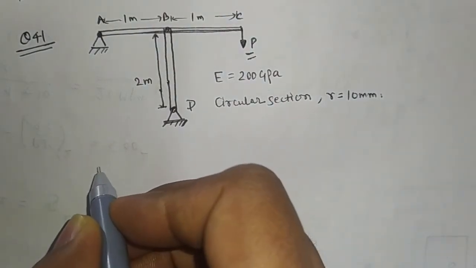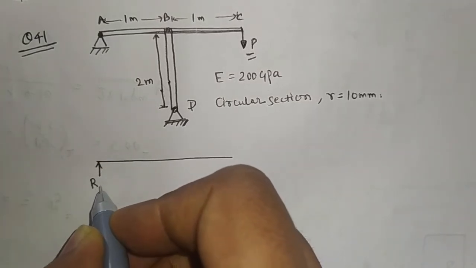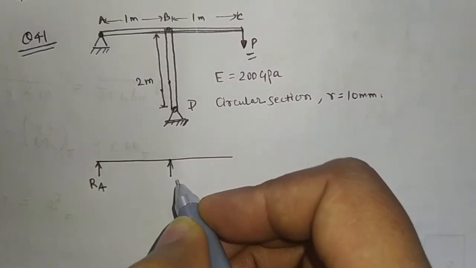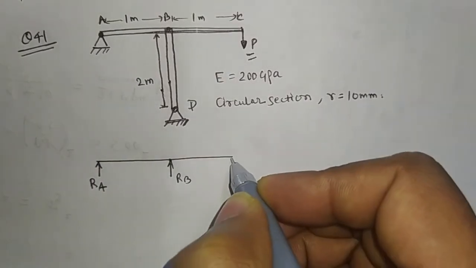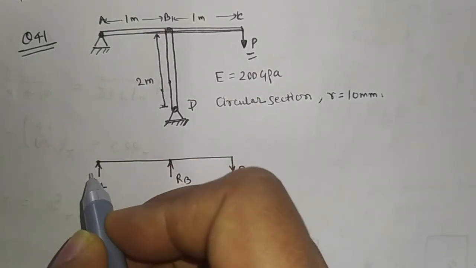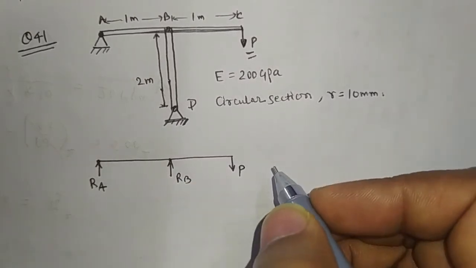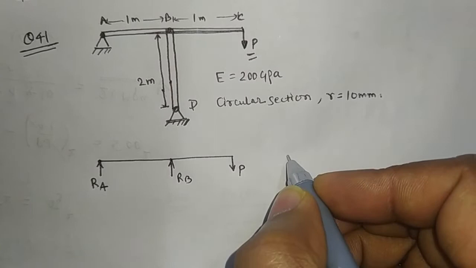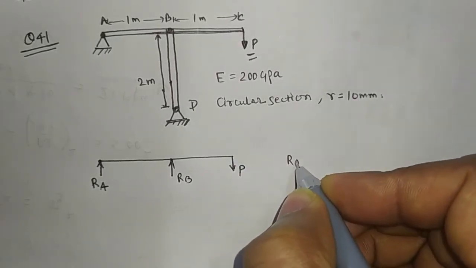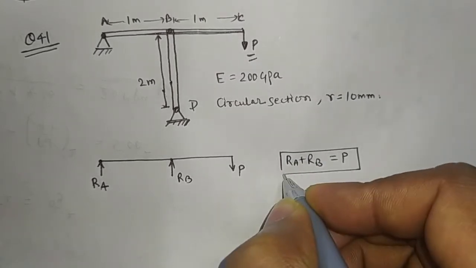So for this, let's assume the reaction at support A is Ra and the reaction at support B is Rb, and there is a load of P. The point A is a hinged point, so we will solve for the reactions by using the equations of static equilibrium. Summation of all the vertical forces is equal to 0. So Ra plus Rb will be equal to P. This is the first equation.